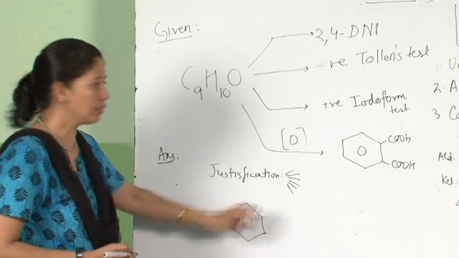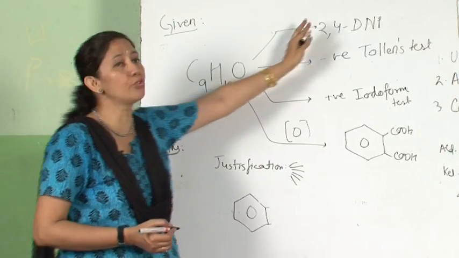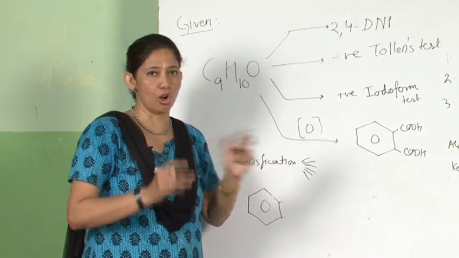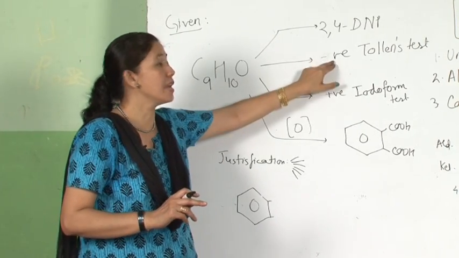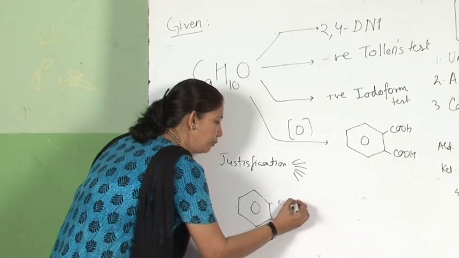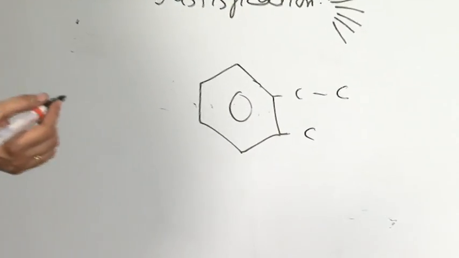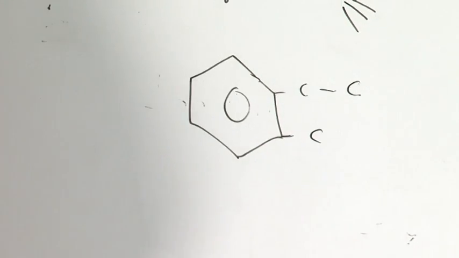C9H10, so first the ring. This part, so the substitutions are here and here. Next part, 2,4-DNP, either an aldehyde or a ketone. Next, negative Tollens test, so it is a ketone. If it is a ketone, ketones are never at the terminal end. I don't need even this, I'll be able to find out what is the structure.